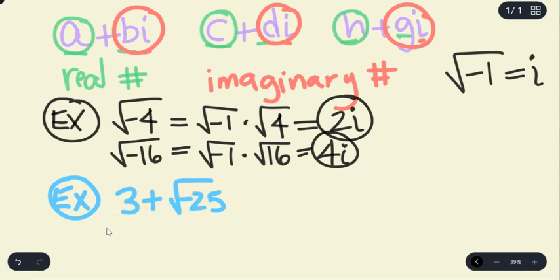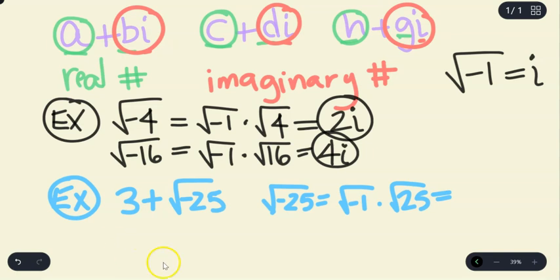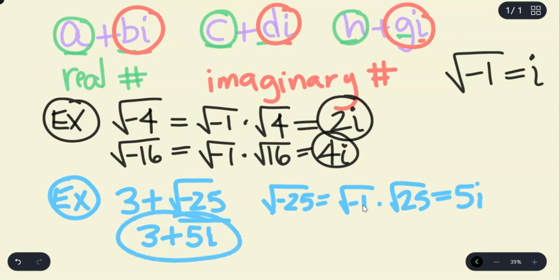But I do want to take that square root of negative 25, and change that using the product rule. So I'm going to change that into square root of negative 1 times the square root of 25. The square root of 25 is 5, and the square root of negative 1 is i. So I can change that second part to 5i. So I can write this as 3 plus 5i. Now you can see that this falls under the format of a complex number, with the 3 as your real component and the 5i as your imaginary component. So let's do one more example.